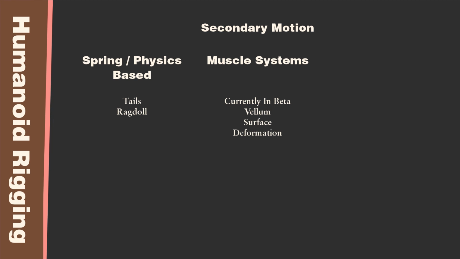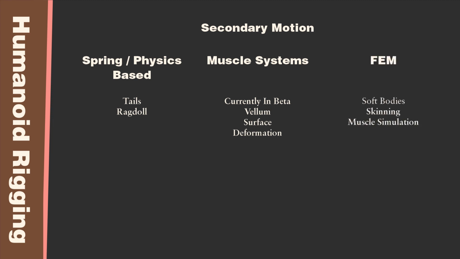This system is based around vellum solvers, although there is also some FEM solver integration. The primary use of muscle systems is surface deformation. Muscle systems are usually focused on small deformations. Most of these deformations would generally be subtle.